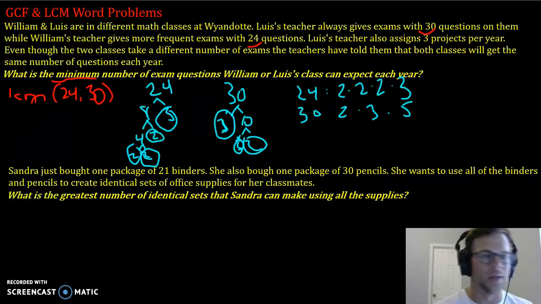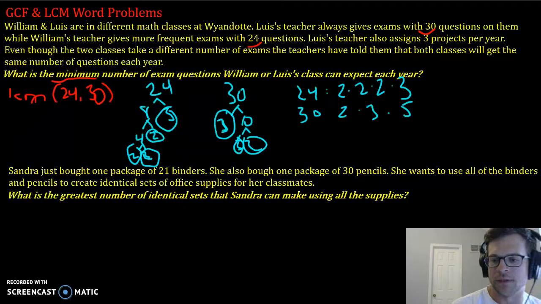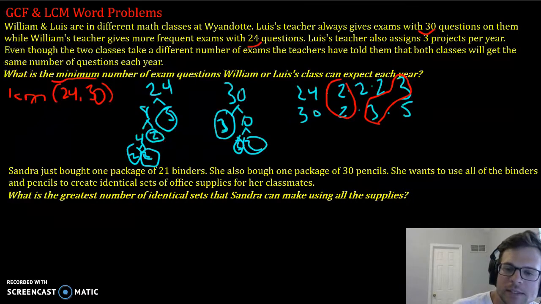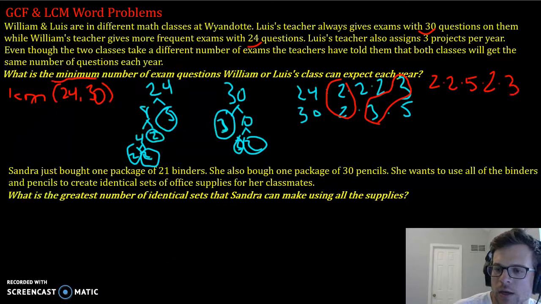So let's find the ones that are in common between both of these. So we have a common set of 2's right here. We have a common set of 3's right here. And that's it. So with least common multiple, we're going to multiply every unique number. So 2, 2, 5 are all the uniques, and then 1 of each common number. So 1 of the 2's and 1 of the 3's.